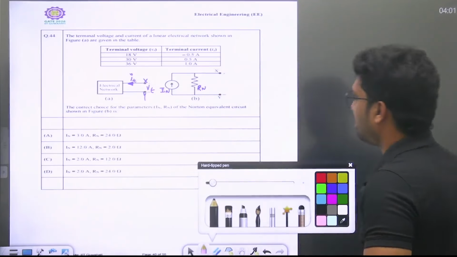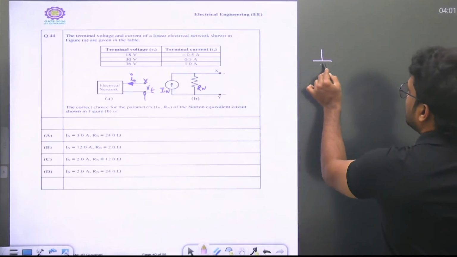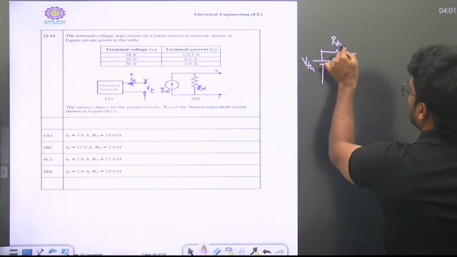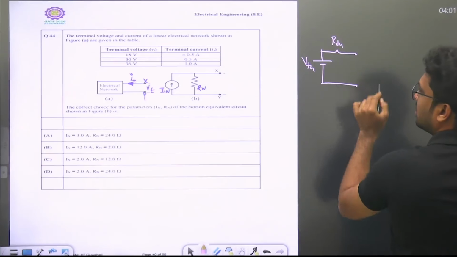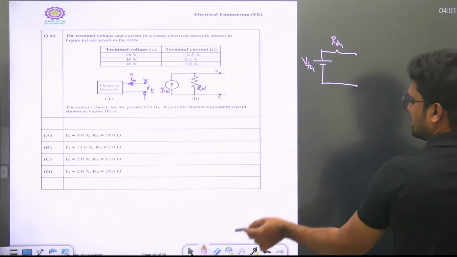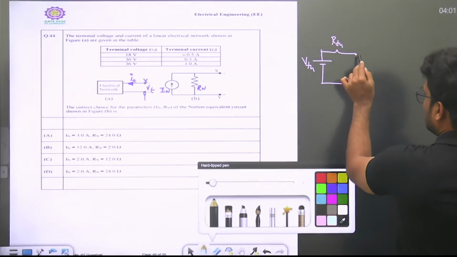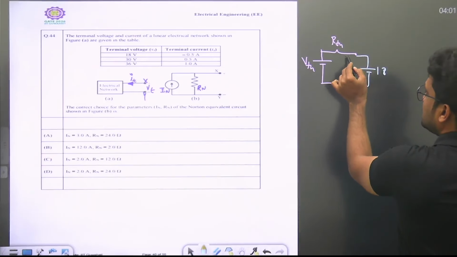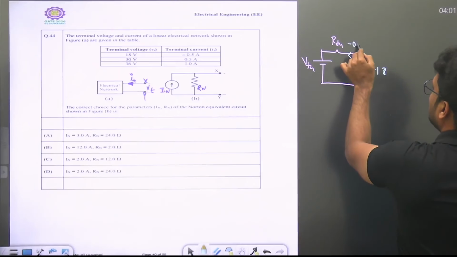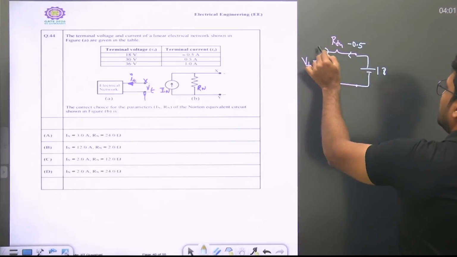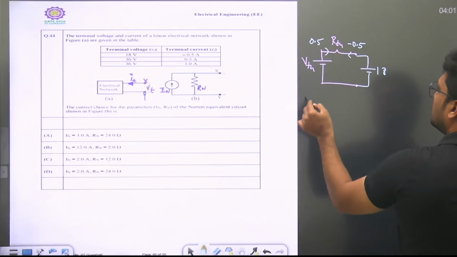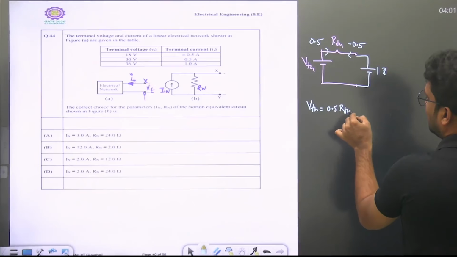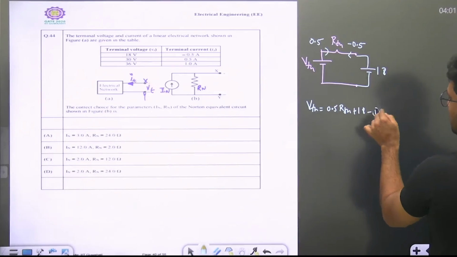So just see here. For my convenience, I'm taking Thevenin's here, VTH and RTH of the network. Now, terminal voltage is 18. Just apply 18 volts here, and the current will be in this direction, minus 0.5. So, what does it mean? Here it will be 0.5. So, VTH equal to 0.5 RTH plus 18 will be the first equation.